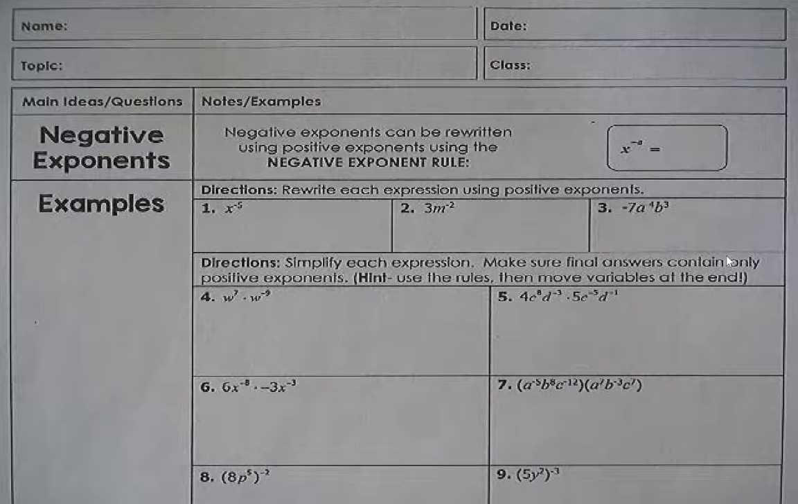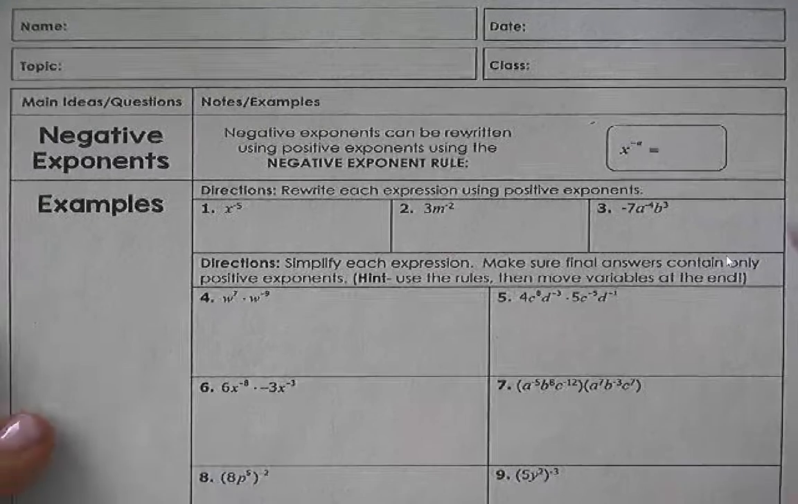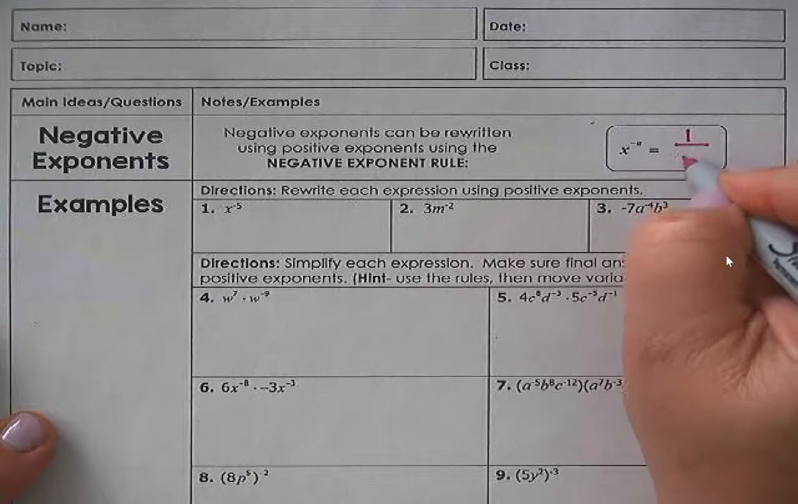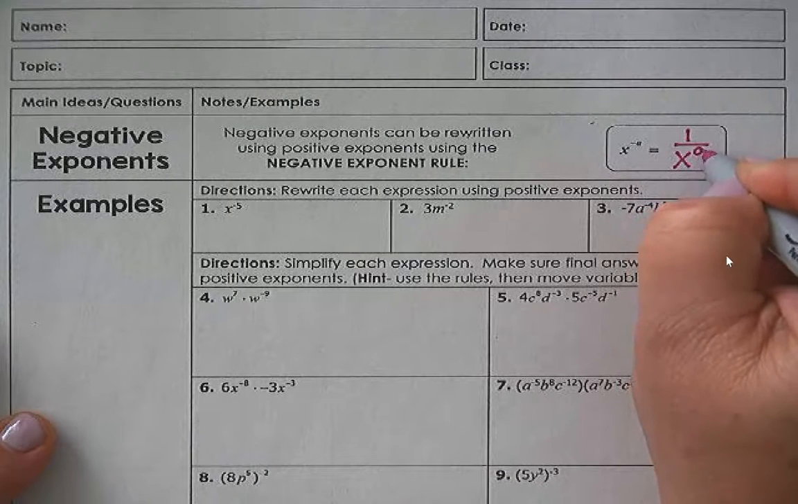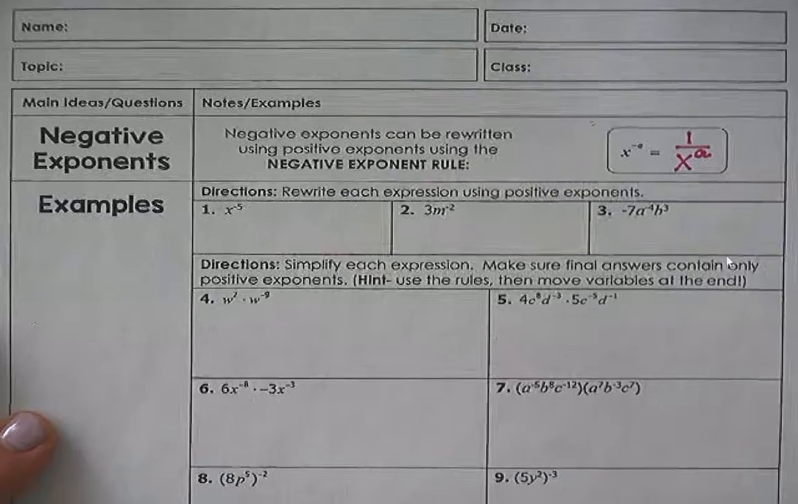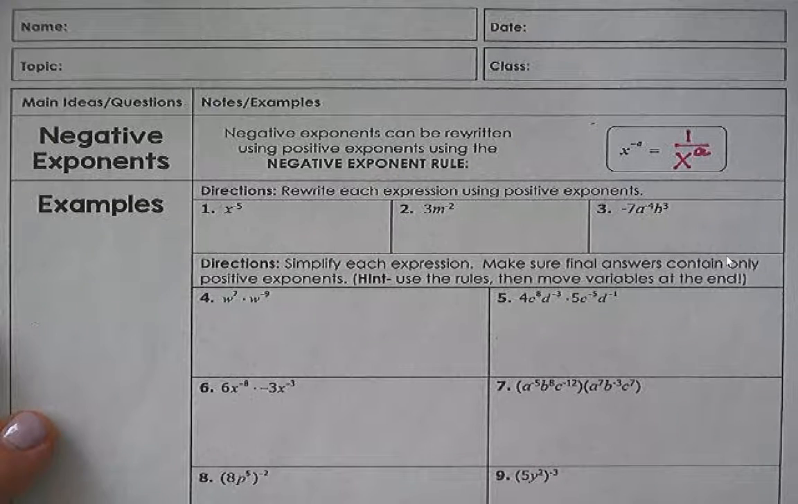All right, in this video, we're going to look at what to do with negative exponents. Negative exponents can be rewritten using positive exponents using the negative exponent rule. X to the negative a means 1 over x to the positive a. So a negative exponent merely represents a reciprocal. We're going to look at some examples using this rule.